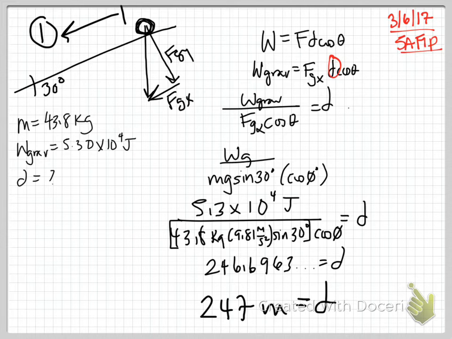Why is it cosine 0? It's cosine 0 because the angle between this force and the distance that it's moving is 0. So it's all about the angle between the force that's being applied, or the force that's doing the work, and the axis on which it's moving. All right, let's do number 2.